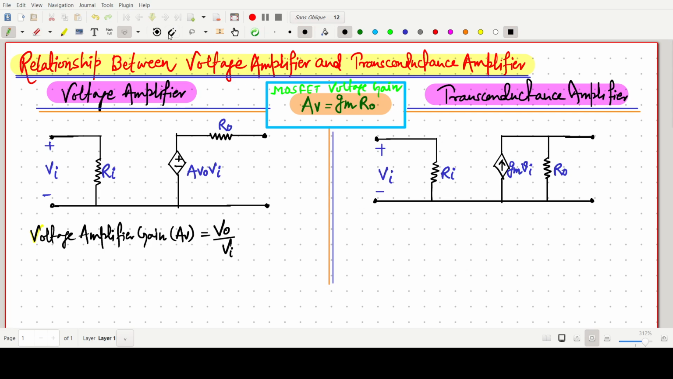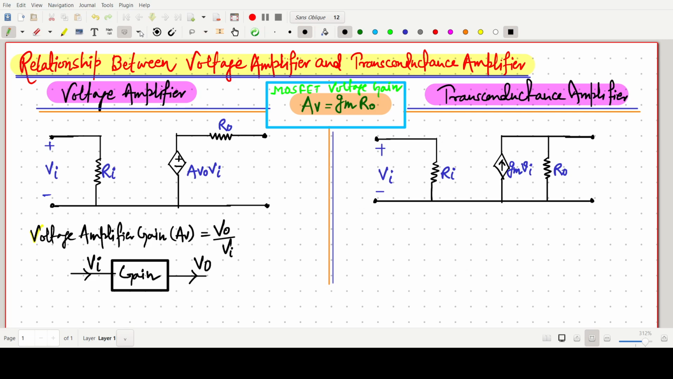So what exactly I am saying: if we have some amplifier, the voltage gain is the amplifier gain. The input will be Vi and the output will be Vo. So this is the amplifier gain.